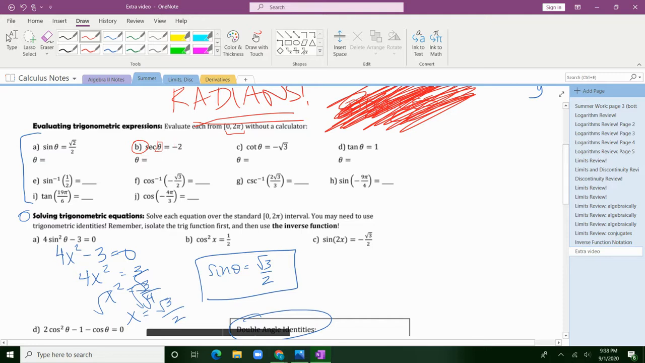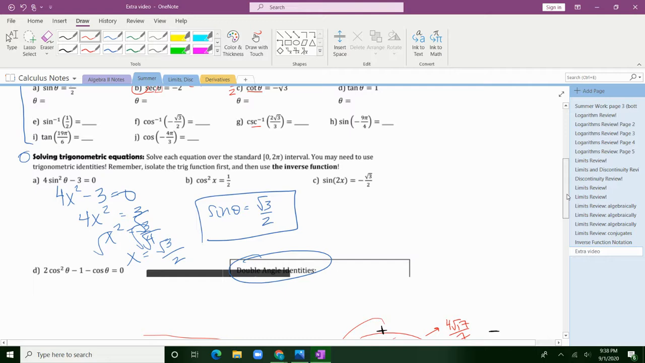Now, I personally find it hard to think in terms of the reciprocals, like cosecant, secant, cotangent. I prefer saying, all right, secant is the reciprocal of cosine. So if secant is negative 2, I know cosine is negative half. So now I want to think, okay, where in the unit circle is cosine negative half?